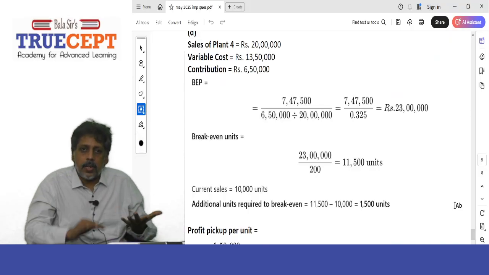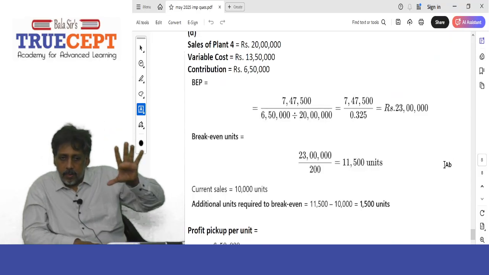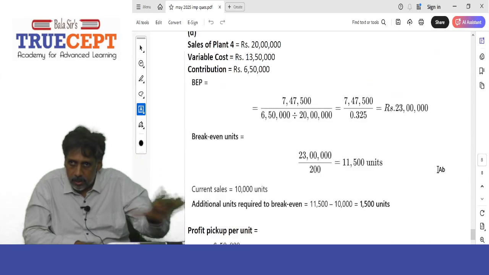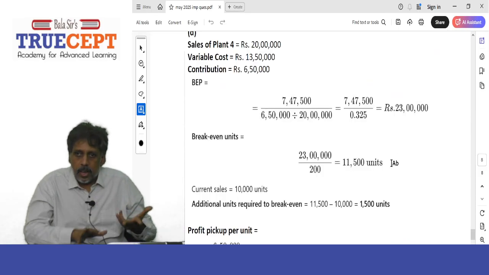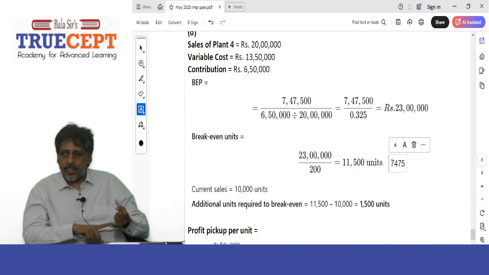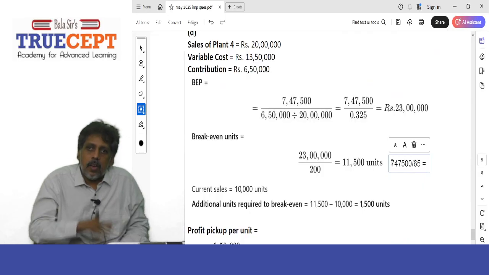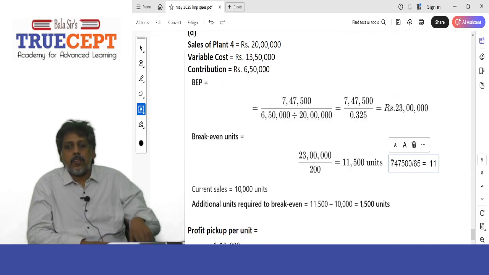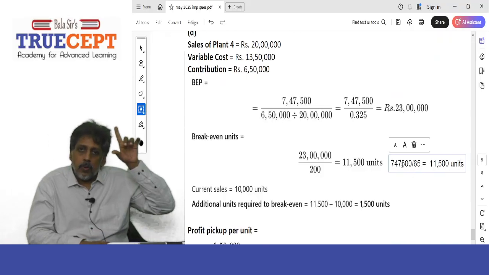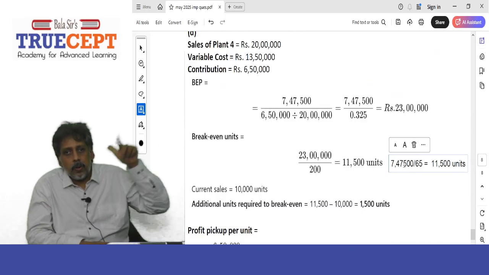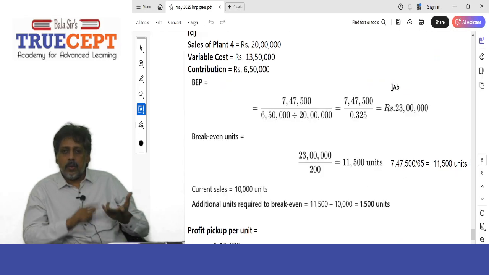Guys, take a calculator, pen and paper. Take 7,47,500 in your calculator, divided by rupees 65 contribution per unit. You will get 11,500 units. It is the same as what you did for plant 2. And you have to sell these 11,500 units at rupees 200 each, which will work out to rupees 23 lakh as the break-even sales.